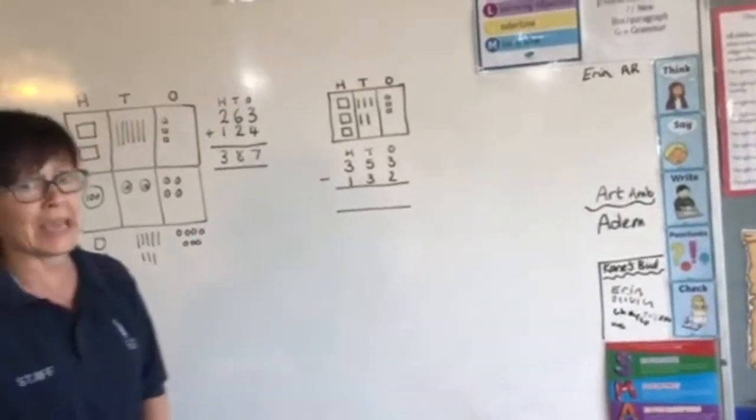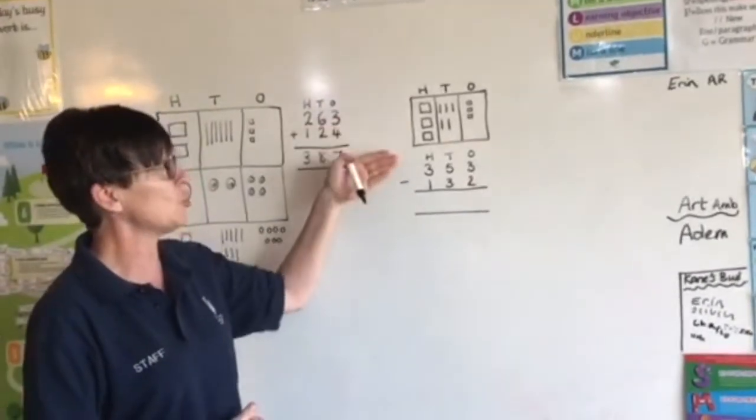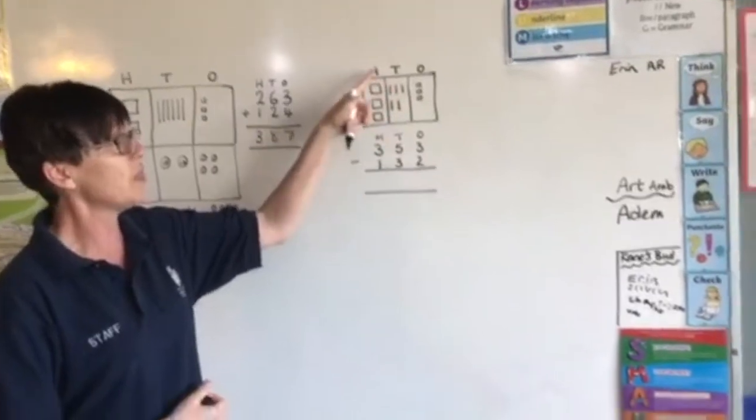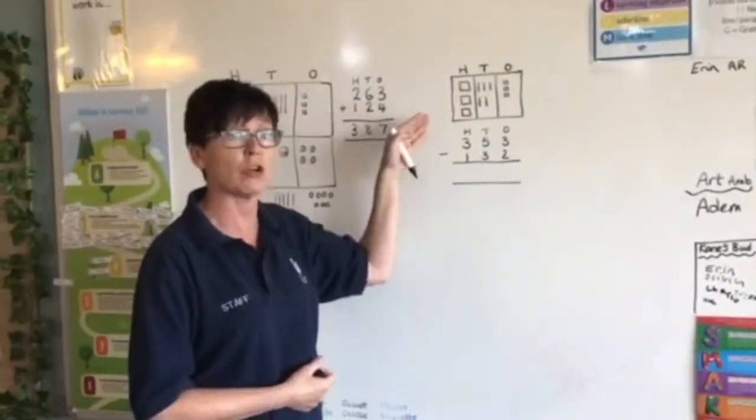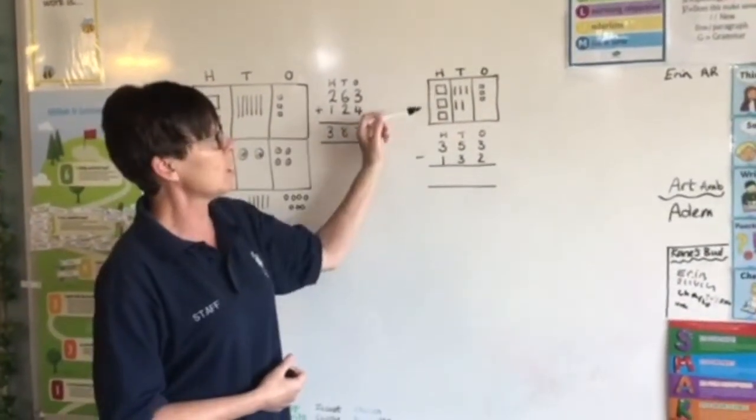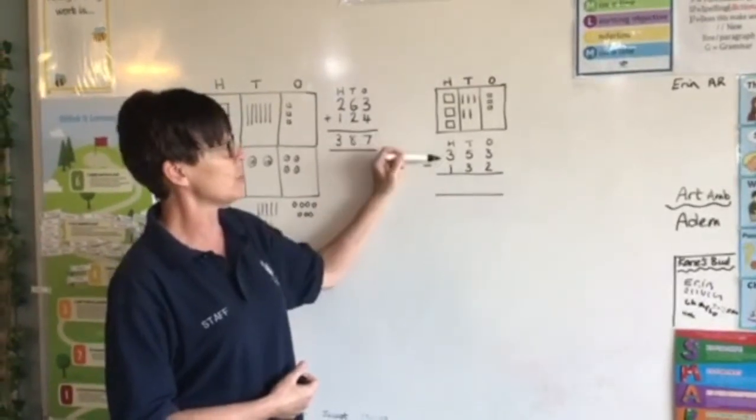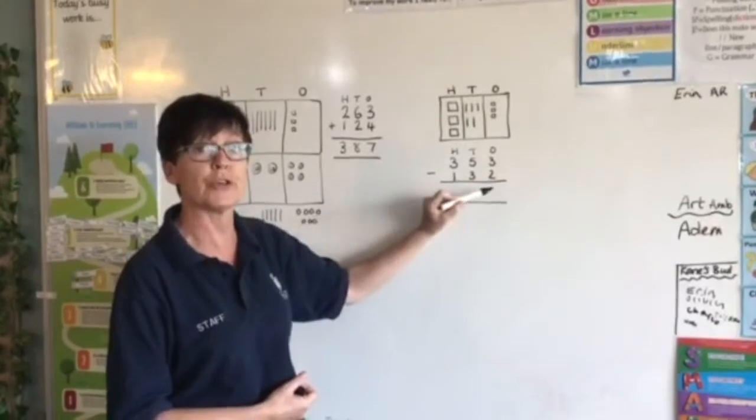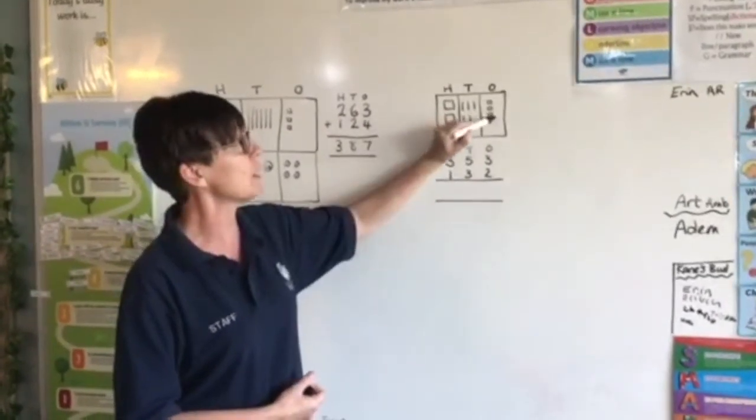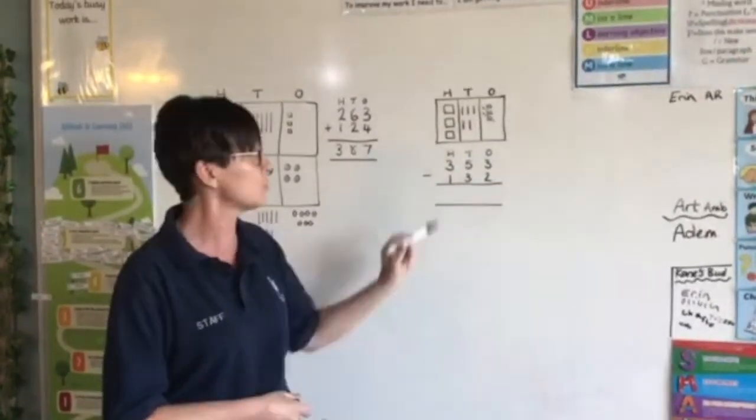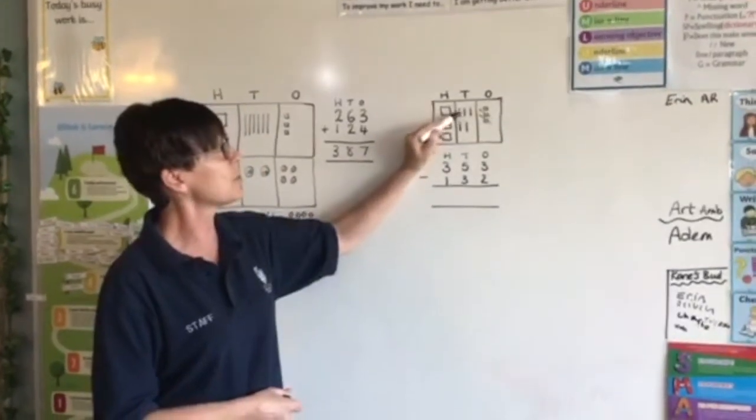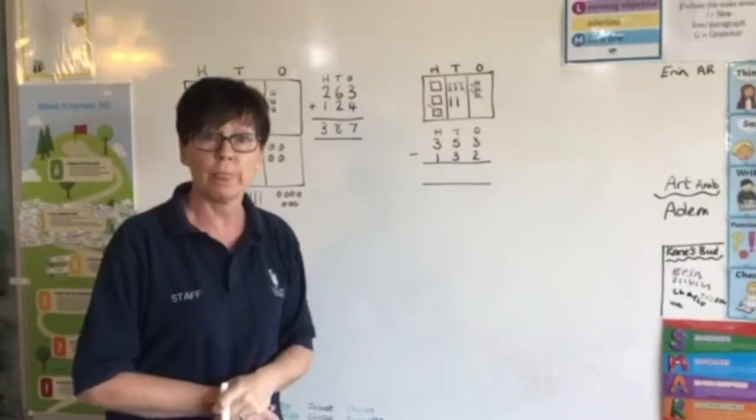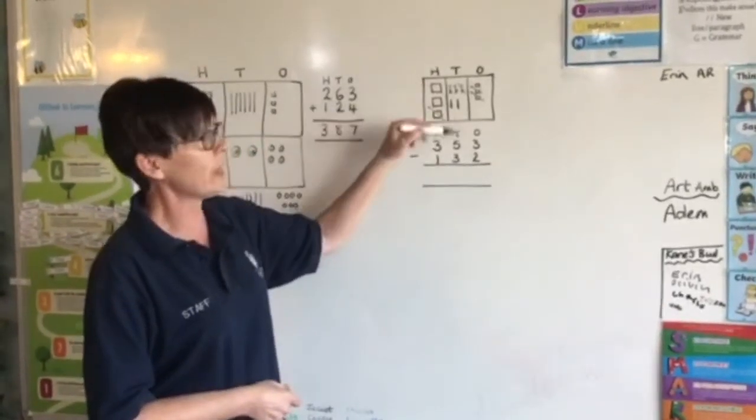It's exactly the same, but obviously we don't need 2 lots of images as we would with the addition, because we're going to use the one image and we're going to cross out. The actual calculation is 353, and we're going to take away 132. If we were doing that pictorially, we would literally cross out the 2 ones, we would take away the 3 tens, and we would take away and cross out the 100, and then we would work out what was left.